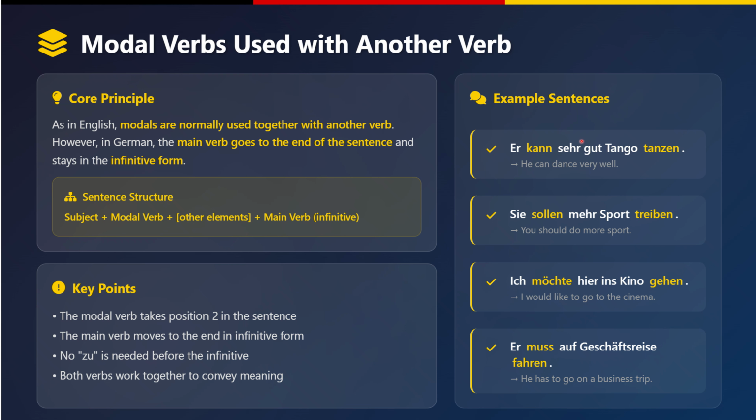Examples: er kann sehr gut Tango tanzen. Sie sollen mehr Sport treiben. Ich möchte hier ins Kino gehen. Er muss auf Geschäftsreise fahren. Both verbs work together to give the full meaning. This golden structure is the most important thing to remember when speaking German with modals.